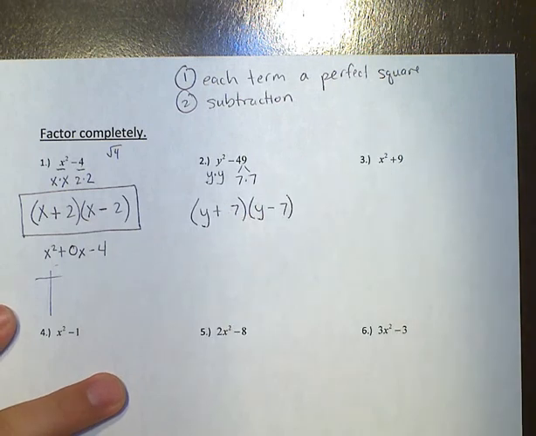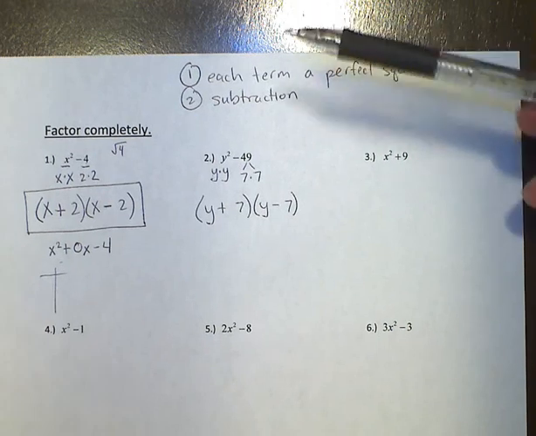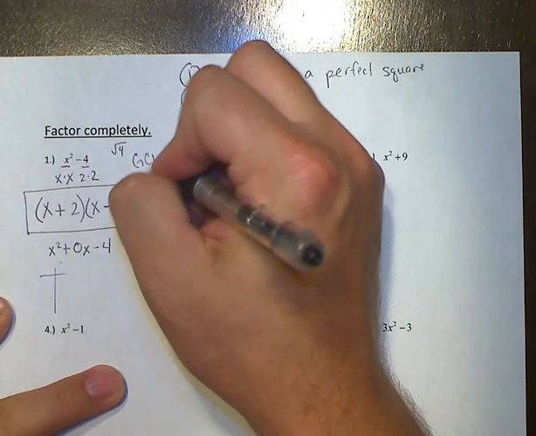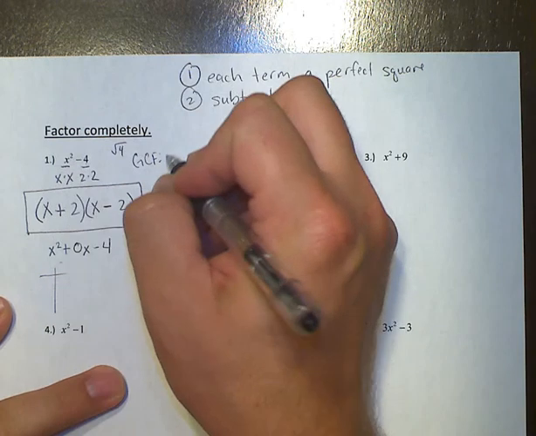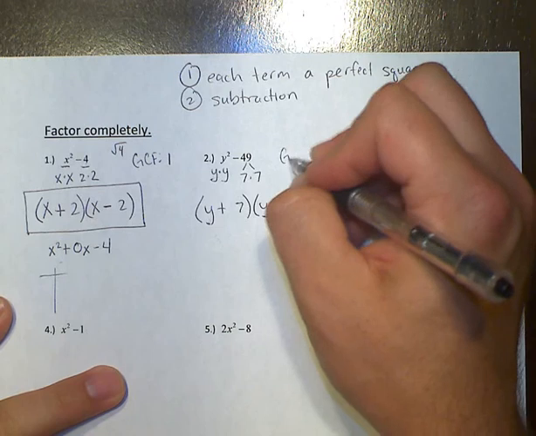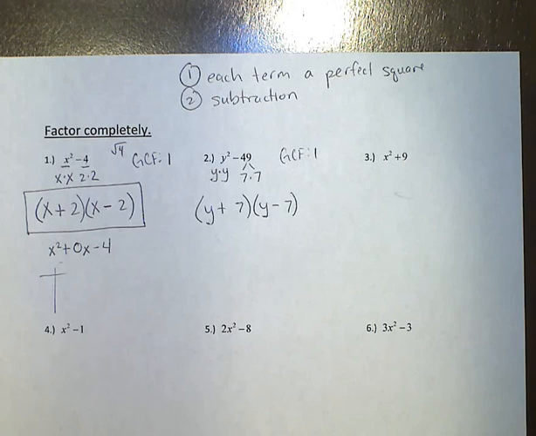Okay. Oh yeah, one other thing. I always want to check and see if I can take out a GCF first, which I haven't been doing yet, and that's my bad. I should have done that first. My GCF here would have just been 1, no GCF, right? And same thing here. That's why I didn't do it, because I didn't see that there was a GCF.